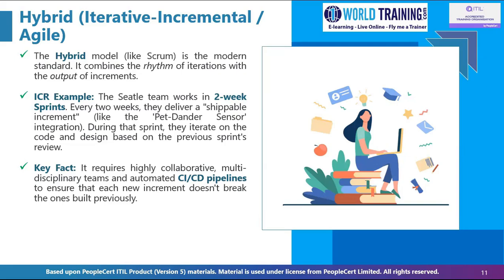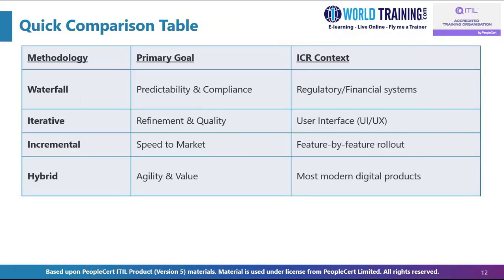Key requirements include highly collaborative, multidisciplinary teams and automated CI/CD pipelines to ensure each new increment does not break the ones built previously. Hybrid delivers both speed and quality. We have a quick comparison table over here, 4 methodologies compared against primary goal and ICR context. Waterfall, the primary goal is predictability and compliance, and it is used for regulatory and financial systems.